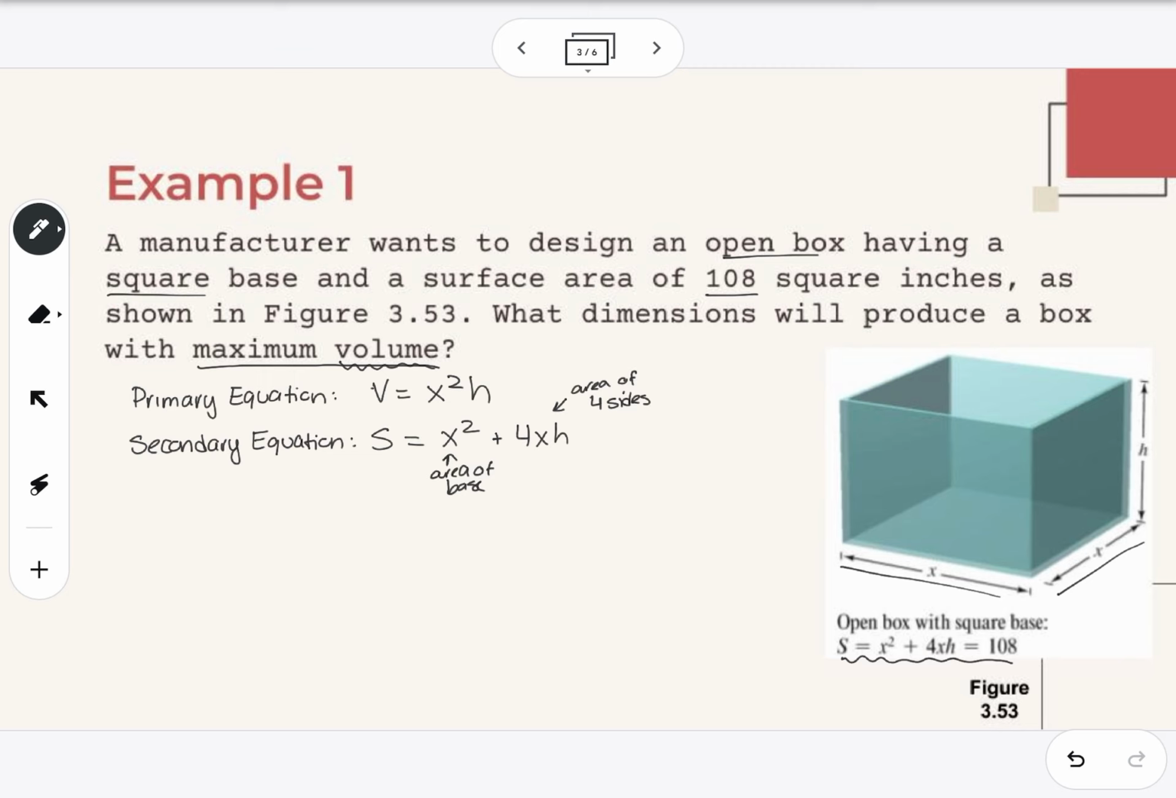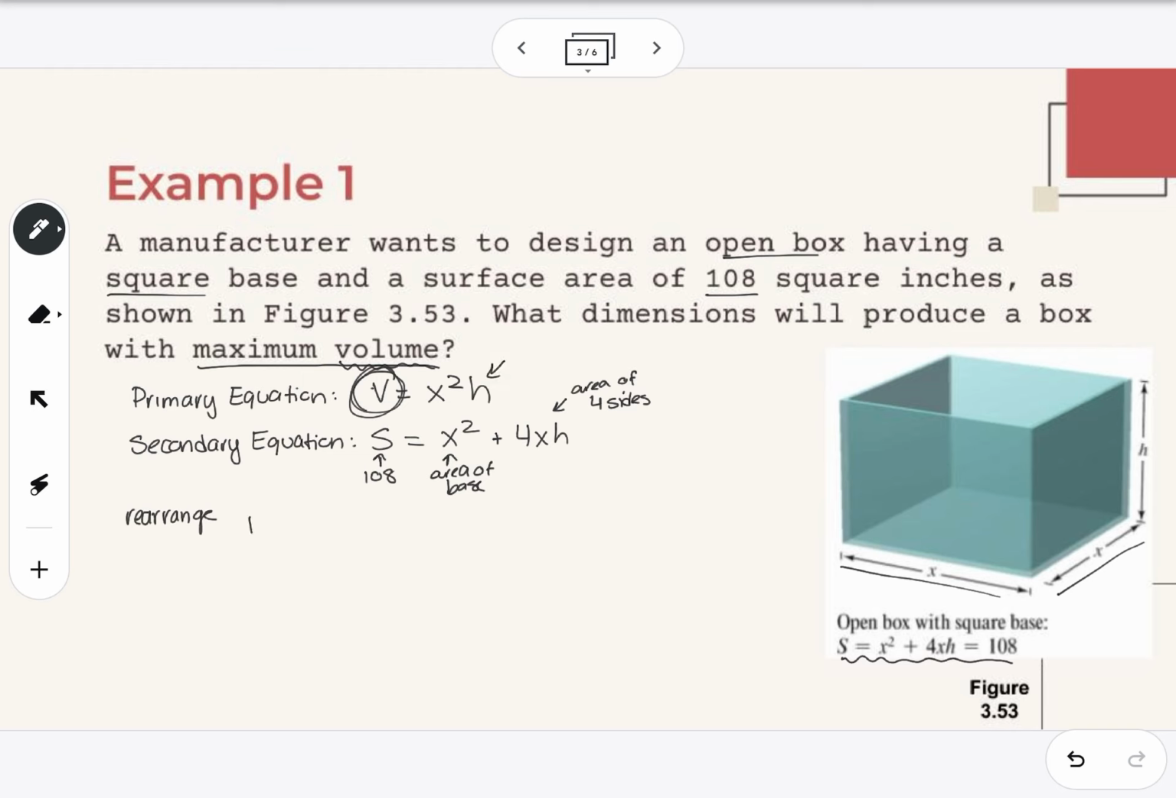Because I'm trying to maximize V, volume, I want to combine these equations up, and I want V as a function of just one variable. So what we're going to do here is we're going to recognize that S, we actually know what S is. It's 108 square inches. So I'm going to rearrange my secondary equation, and I'm going to solve it for h. I'm going to solve it for h because when I do that, I can take this new expression and I can plug it back into my primary equation for h right there.